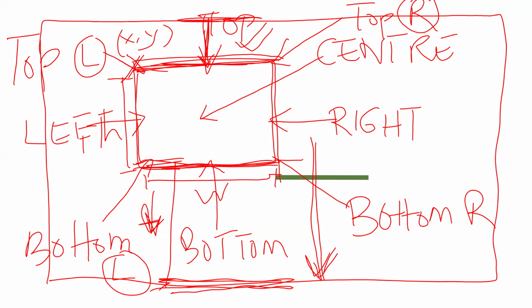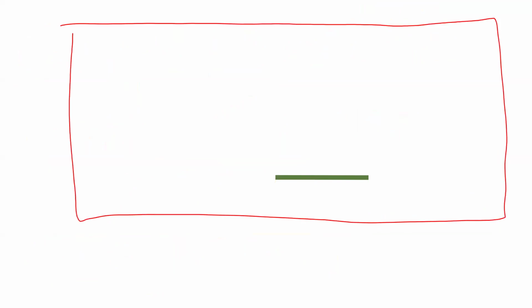So let's think about it. The object is coming down. I think I need another screen. Yeah. This is the object on your screen.